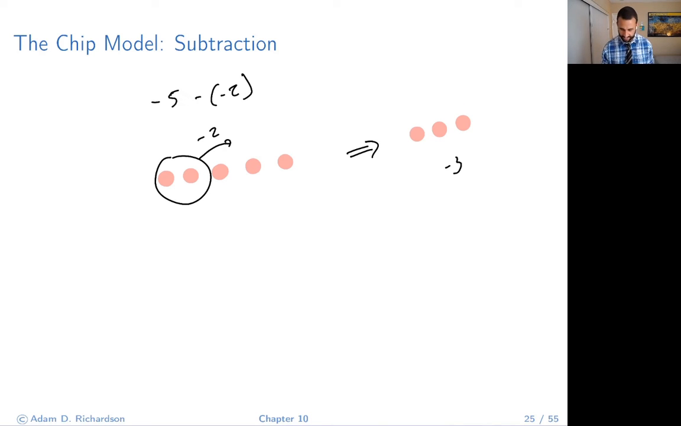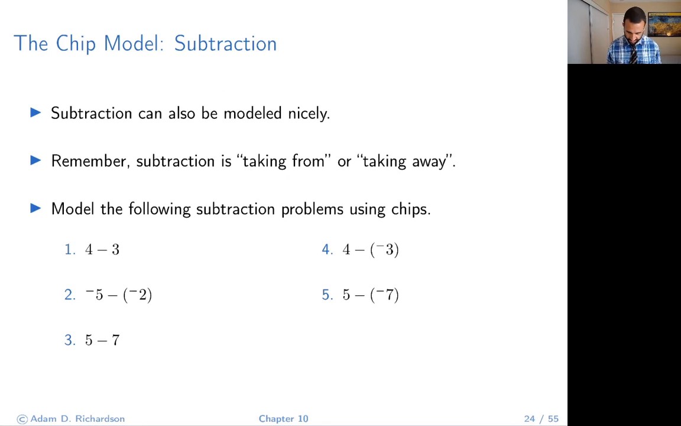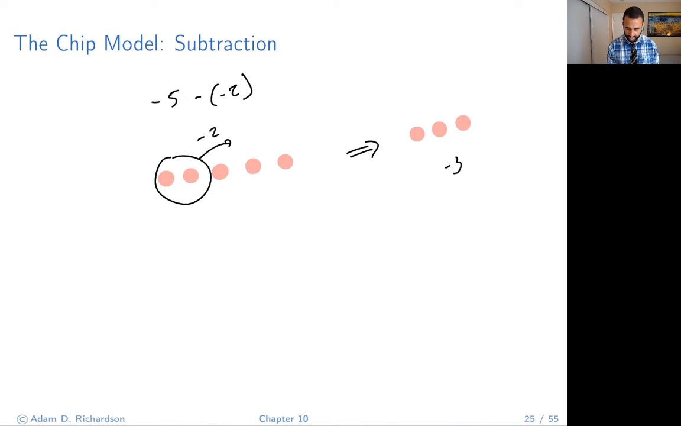So where was I? Oh, yeah, take away. So then you get negative 3. All right, let's see the next one. 5 take away 7. Let's try to do that one. So that means we need to start with 5 objects. 1, 2, 3, 4, 5. And we're going to take away 7.